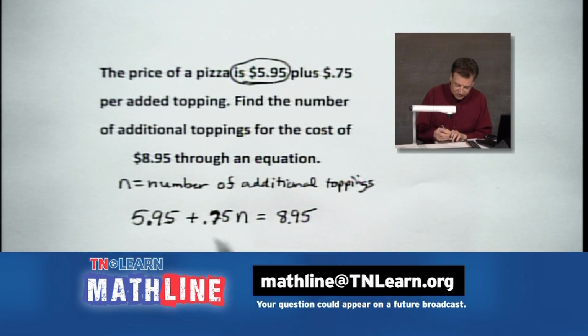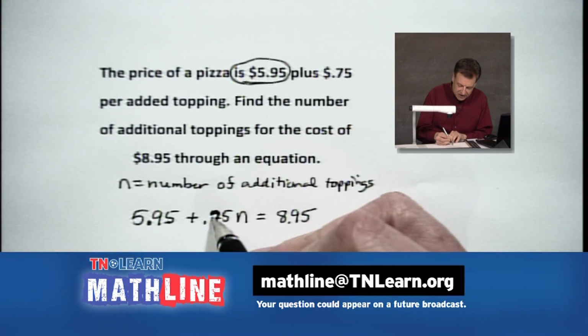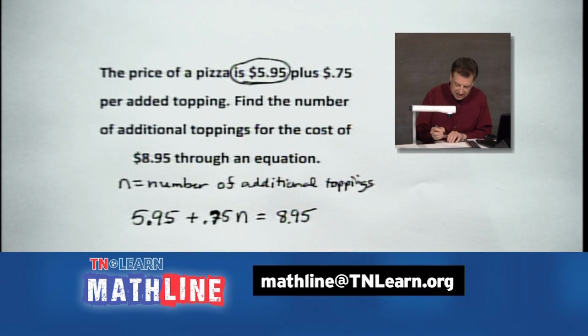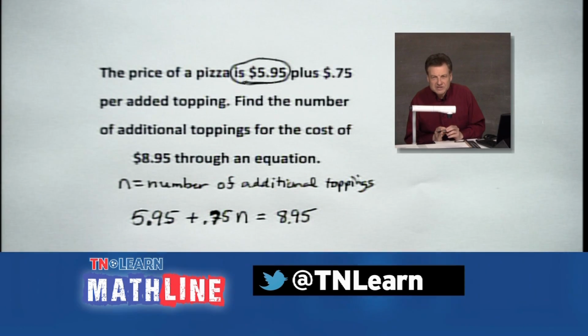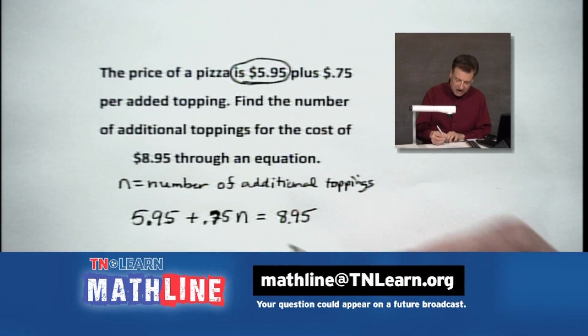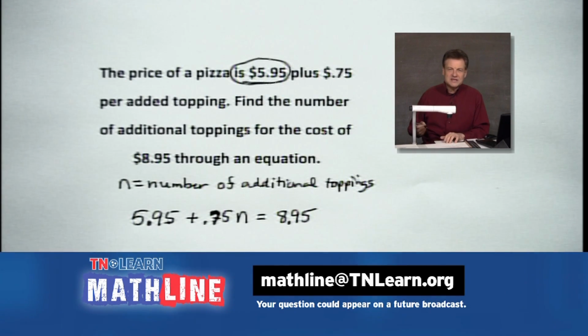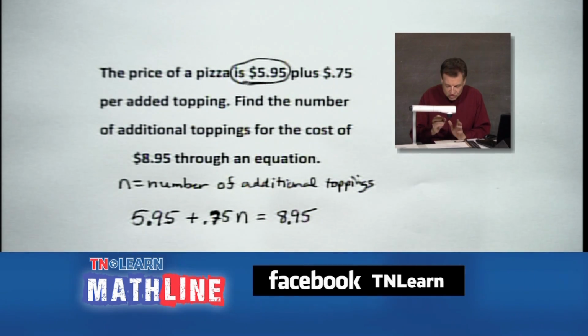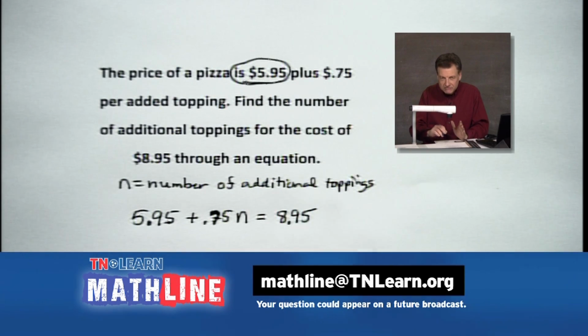So I first look at the thing and I'm saying, okay, I've got this 75 cents that needs to take a hike. I've also got this $5.95 that needs to move, so I can get n by itself. And over here I've got $8.95. Now, first thing I want to comment on is, decimals are not a problem, all right? Don't worry about them. You're just going to subtract and add them like you normally would, or divide, whatever you need to do. Don't let it bother you that we have a bunch of decimals here.